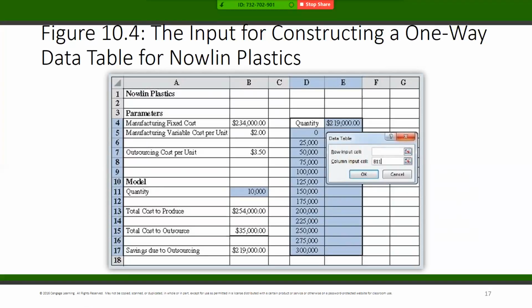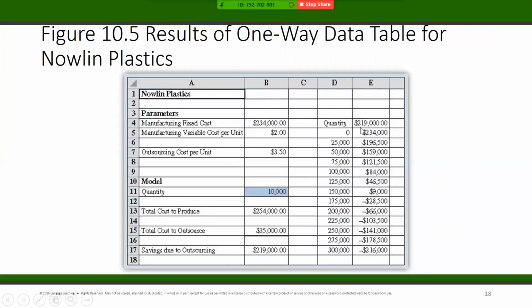Now when the Data Table dialog appears, we're going to enter B11 in the column input cell. So that's what goes in there. Then we're going to click OK. Then what happens is we get this.